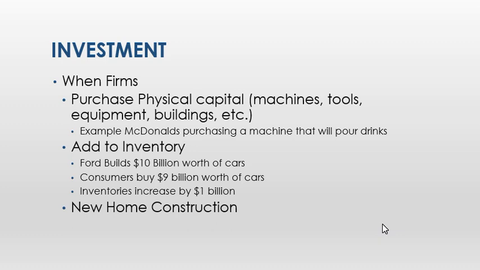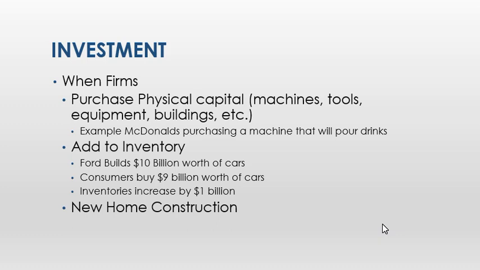Investment, we have three components to investment. One is when firms purchase physical capital. We've learned about physical capital before. Those are the machines, tools, equipment that we use to produce other things. So, for example, McDonald's purchases a machine that pours drinks. Okay, that's a piece of capital. Okay, physical capital. So, whenever we buy any sort of tool that creates other things, that's physical capital for firms.